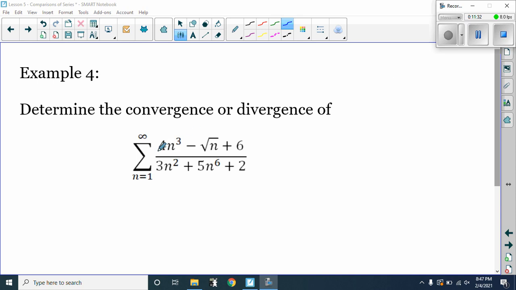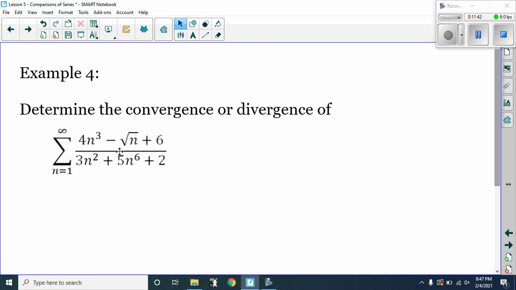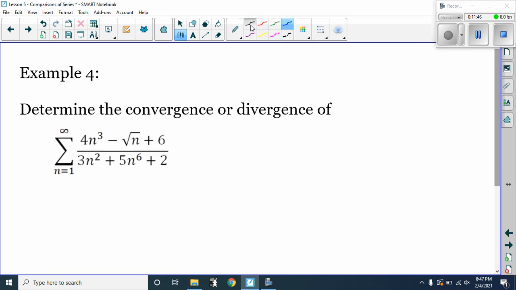Let's try another one here. Again, I have everything where it's n to an exponent on the top and the bottom. We're trying to find the convergence or divergence of that really gross thing. Again, we're going to use the limit comparison test. Notice anything else you try to do, it's not geometric, it's not going to be telescoping. Nothing else we've talked about.